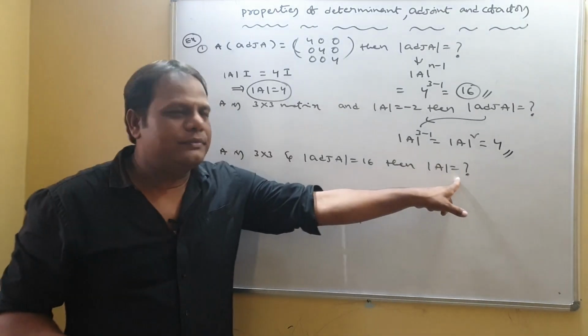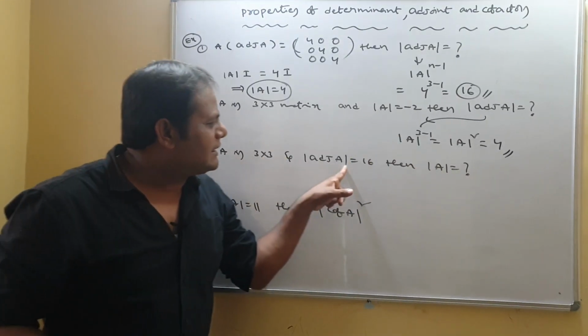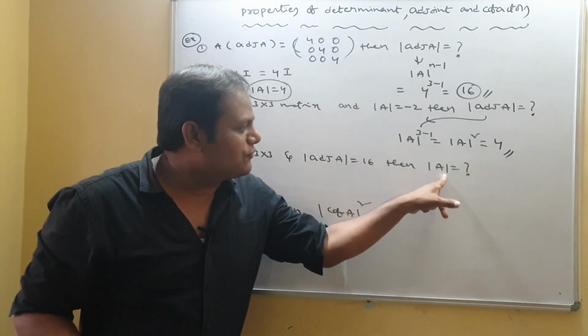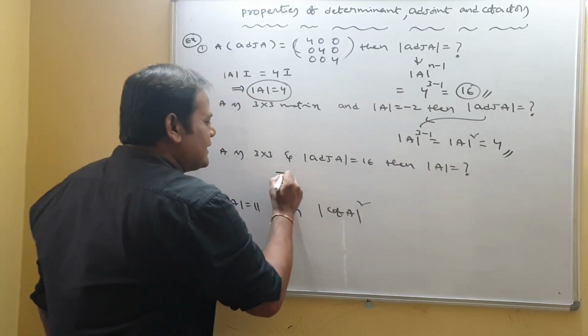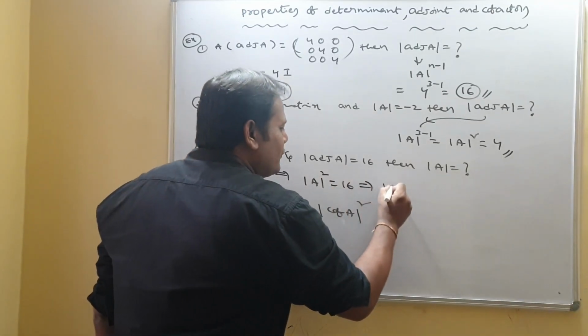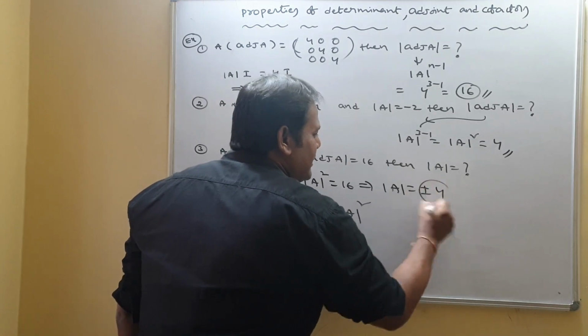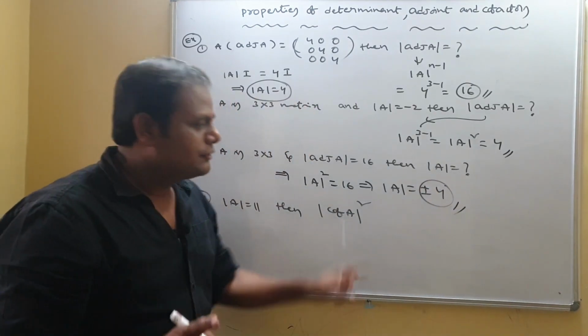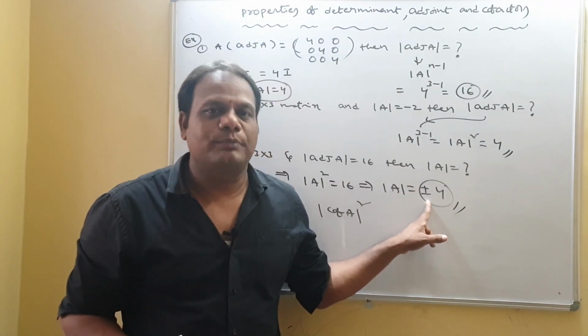Coming to this problem, A is a 3 by 3 matrix and det adjoint A is 16. Asking what is det A? Yes, you know det adjoint A. What is it? Det A power n minus 1. N is 3. 3 minus 1, 2, is 16. So what is det A? Plus or minus 4. Don't forget, you must take plus or minus.